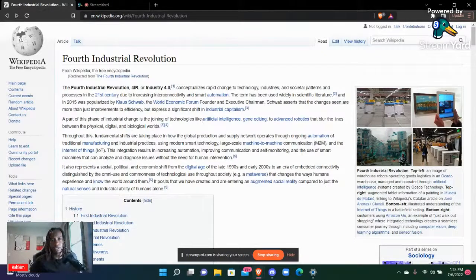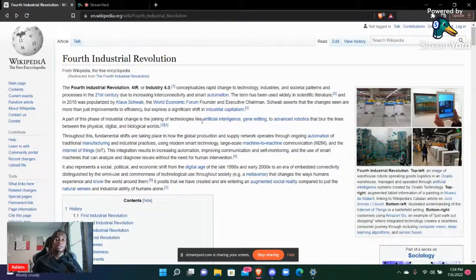Reading the first paragraph, it says the fourth industrial revolution, 4IR or Industry 4.0, conceptualizes rapid change to technology, industries, and societal patterns and processes in the 21st century due to increasing interconnectivity and smart automation. Now, if you're in crypto, you know about smart contracts, but this goes way beyond even smart contracts. The term has been used widely in scientific literature and in 2015 was popularized by Klaus Schwab, the World Economic Forum founder and executive chairman.